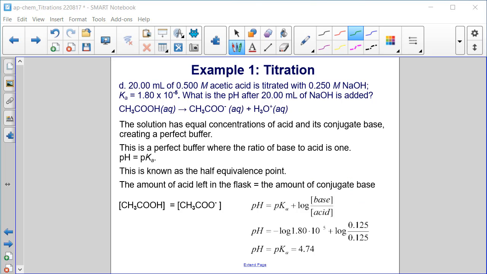All right, so the solution has equal concentrations of acid and its conjugate base, creating a perfect buffer. This is a perfect buffer where the ratio of base to acid is 1 and the pH is equal to the pKa. This is known as the half equivalence point. The amount of acid left in the flask is equal to the amount of conjugate base. So these two concentrations are equal, which makes this 1, and the log of 1 is 0. So when that happens, the pH is equal to the pKa, or in this case, 4.74.